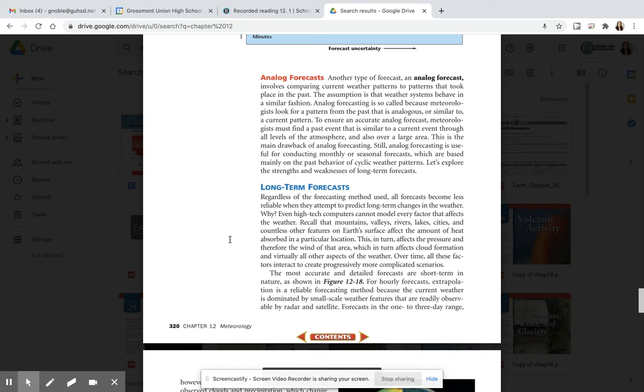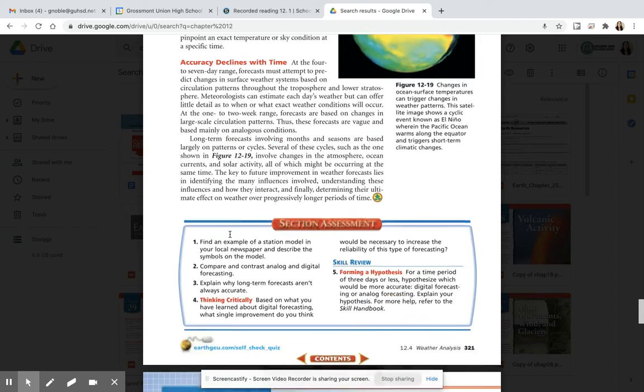This is the main drawback of analog forecasting. Still, analog forecasting is useful for conducting monthly or seasonal forecasts, which are based mainly on the past behavior of cyclic weather patterns. Let's explore the strengths and weaknesses of long-term forecasts.